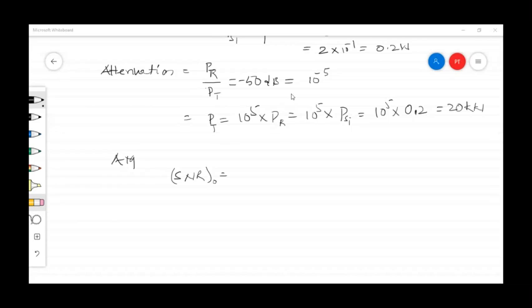Yes, sir. In the next step, you took 10 power 5. See, PT equal to, when you bring this 10 power minus 5 into the denominator, it comes to the numerator as 10 power 5. Okay, good. Now this is the power we need to have.